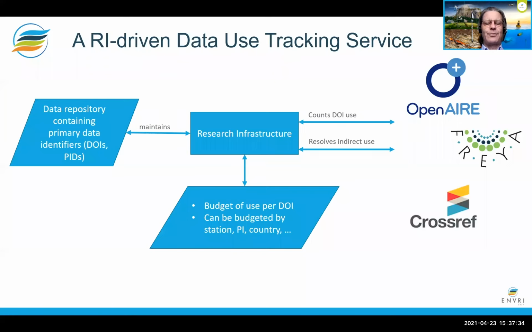So how are we envisaging using this? In the center of this graph here, you see the research infrastructure. The infrastructure has its repository with all the DOIs and PIDs that repository contains. On the other hand, you have the indexing agencies like OpenAIRE and Crossref who are maintaining the research graph. And the idea is now that the research infrastructure gets access to the research graph and can request a quantification from that research graph of how often each DOI'd item in the repository is being used. And based on that, the infrastructure can then set up a budget of how often that is being used based on contributing institute or PI or by country or even by research platform.